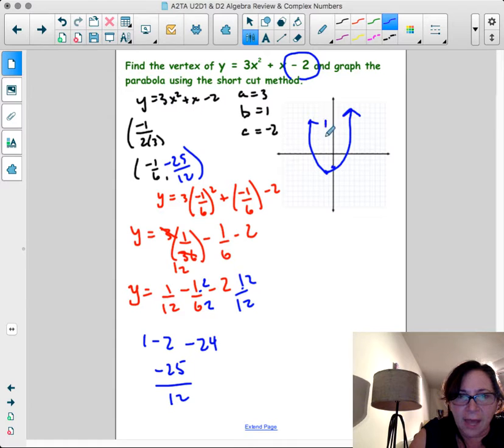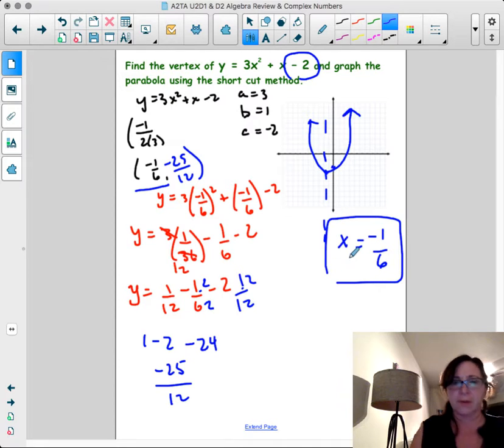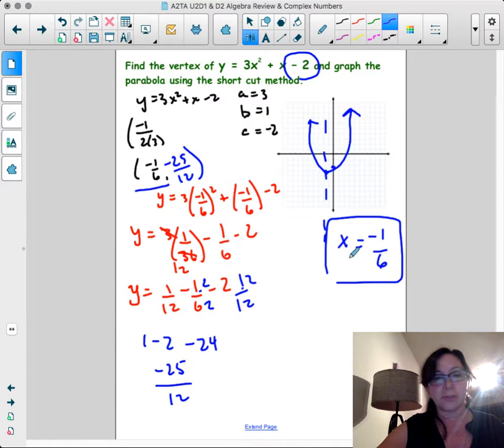So when we graph this, this is going to look like this. I am going to have an axis of symmetry down the middle. And again, it is always the x coordinate. So x equals negative 1/6 for my axis of symmetry. And my vertex, let's see here.